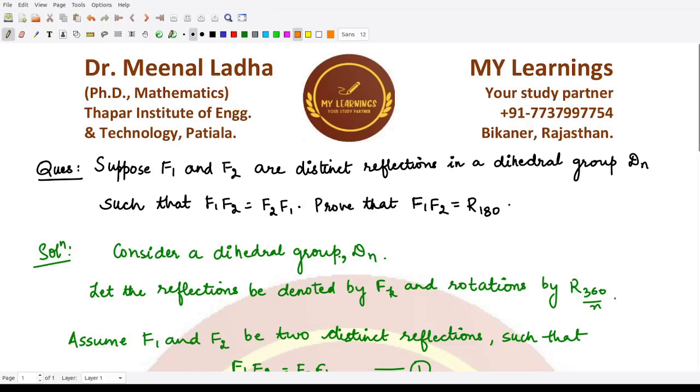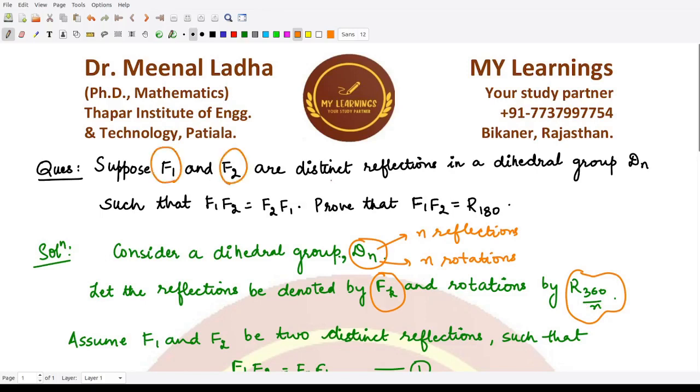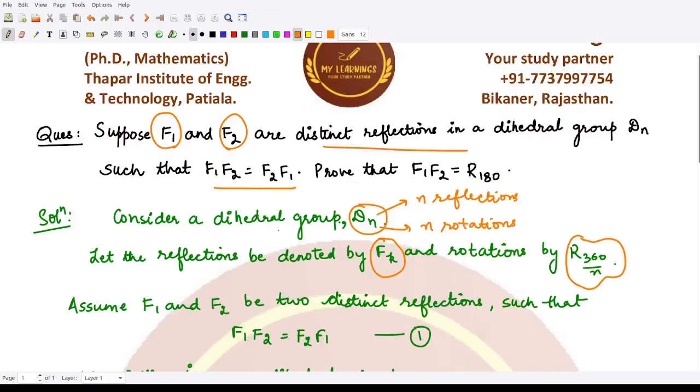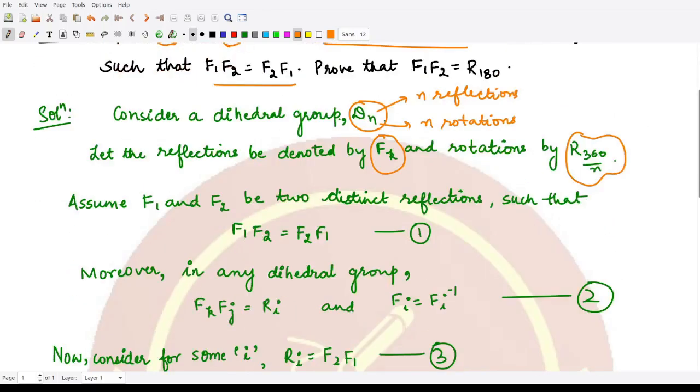Now, any dihedral group we denote by Dn. This thing we all know. The order of the group Dn is 2n, so that means it would have n reflections and n rotations. This thing we also know from previously. So if we denote all the n reflections by f subscript k, and all the rotations by r subscript 360 by n, where n is how many times you are rotating it. Suppose, because in the question we are given F1 and F2 as distinct reflections such that this thing is there, we assume this and call it equation 1.